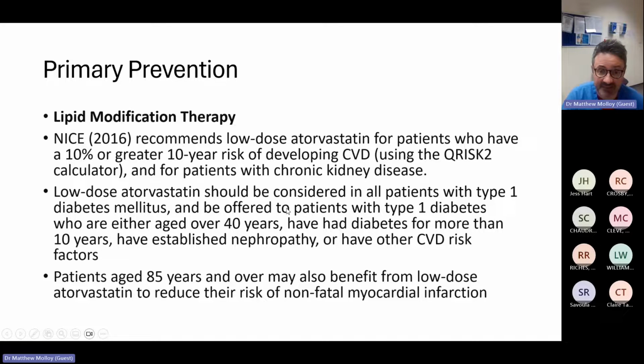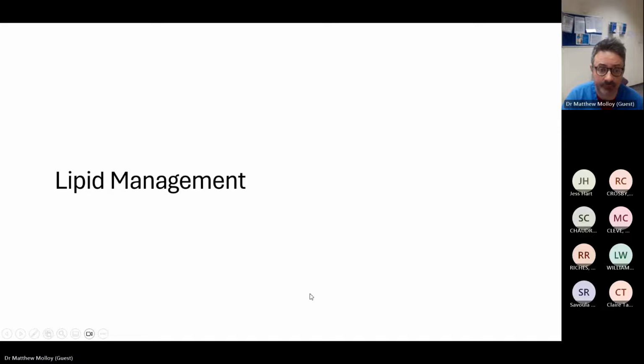Low dose atorvastatin should be considered in all patients with type 1 diabetes and be offered to patients with type 1 diabetes who are either aged over 40, have had diabetes for more than 10 years, have established nephropathy, or have other cardiovascular disease risk factors. You're not going to get an 85-year-old who's got a low QRisk, obviously, but all patients over the age of 85 may also benefit from a low dose of atorvastatin to reduce their risk of non-fatal myocardial infarction.